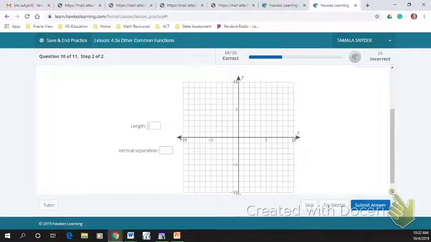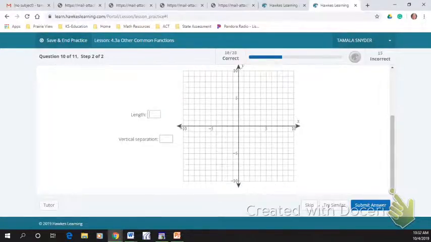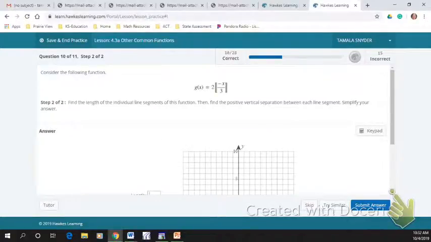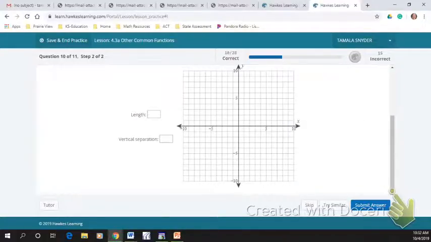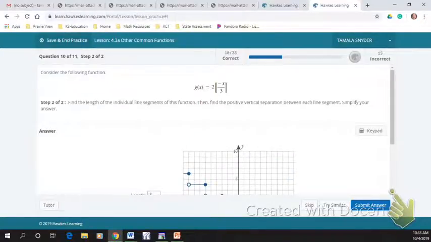Now on this one, instead of asking you for points, they ask you for length, and they ask you for vertical separation. Okay, well, vertical separation would be like a vertical stretch number. So what number out here is my vertical stretch number? The 2. So the 2 is what gives me my vertical separation. So in your notes, you want to write down vertical separation equals 2. And length equals 3.